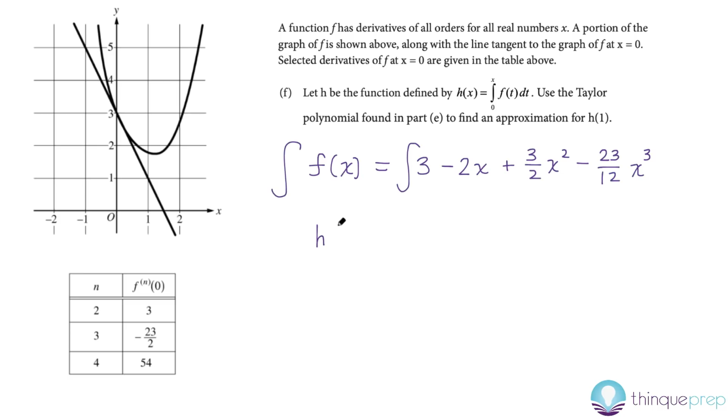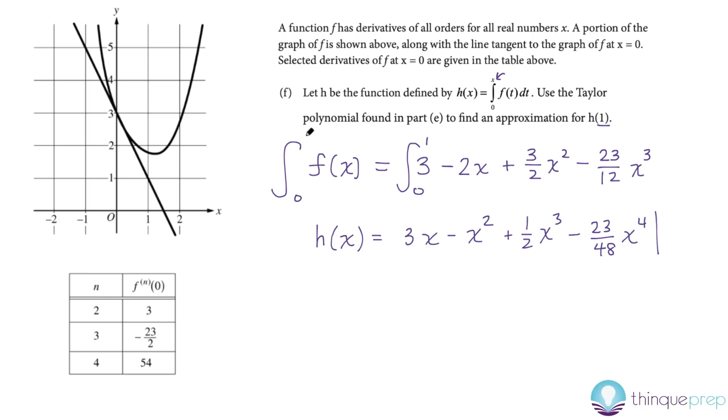So then we can say that h of x is equal to 3x minus the integral of 2x, which is x squared. If we take the integral there, it becomes 1/2 x cubed. And then we take the integral there, so we add 1 to the power and then we divide by 4, so it's 23 over 48 x to the 4th. And then all we need to do is evaluate from our bounds. If we're plugging in 1 here, that means we're going to make that our upper bound.